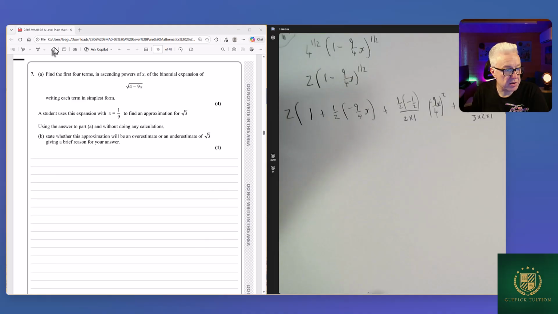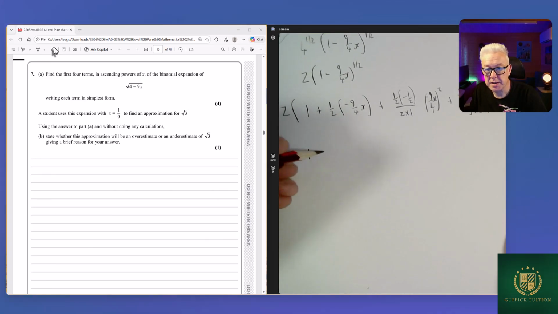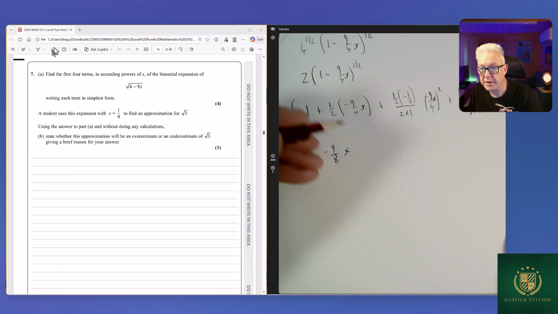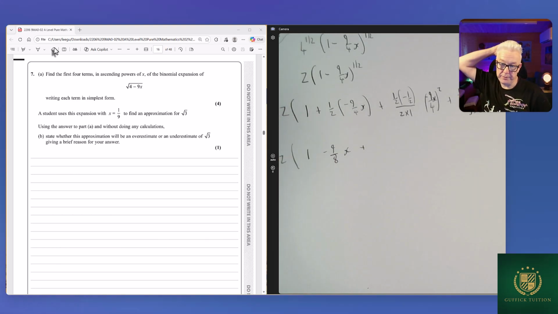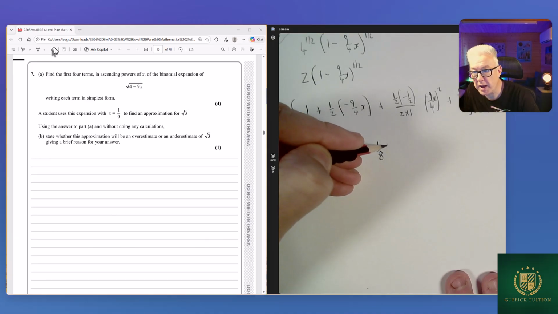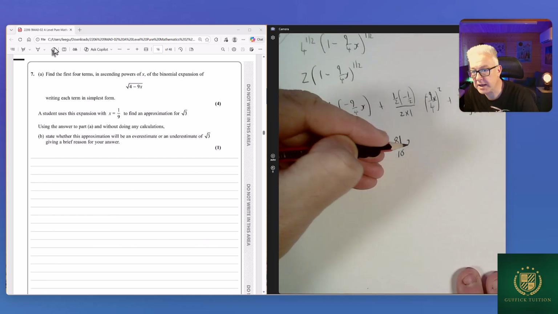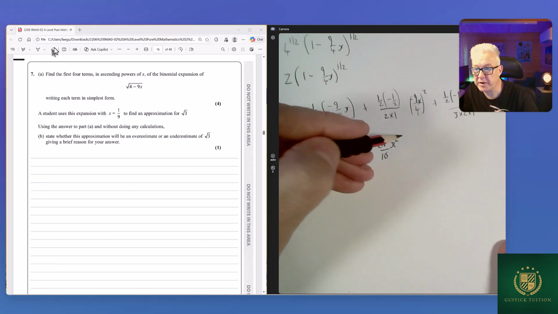So what have we got? We have got that our first term is going to be 1, we know that. The next term is going to be minus 9 over 8x, like so. The next term is going to be minus half times minus a half is going to be minus a quarter, divided by 2 is going to be minus 1/8. So that is going to be minus 1/8, and that's going to be times 81 over 16x squared. We'll simplify and finish that in a moment.